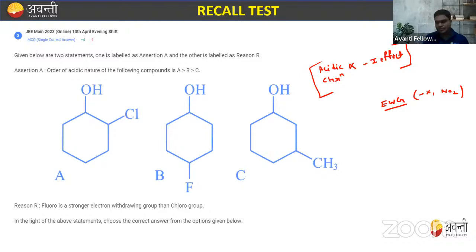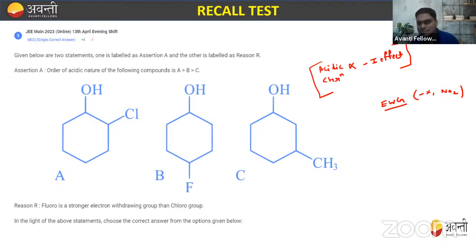Because we know that out of fluorine, chlorine, bromine, iodine, fluorine is more electronegative as compared to chlorine, bromine, and iodine. So the more the electronegative value, the more the EWG, that is electron withdrawing group. So the reason is absolutely correct, that is, fluorine is a stronger electron withdrawing group. But why is the order of acidity like A, B, and C?